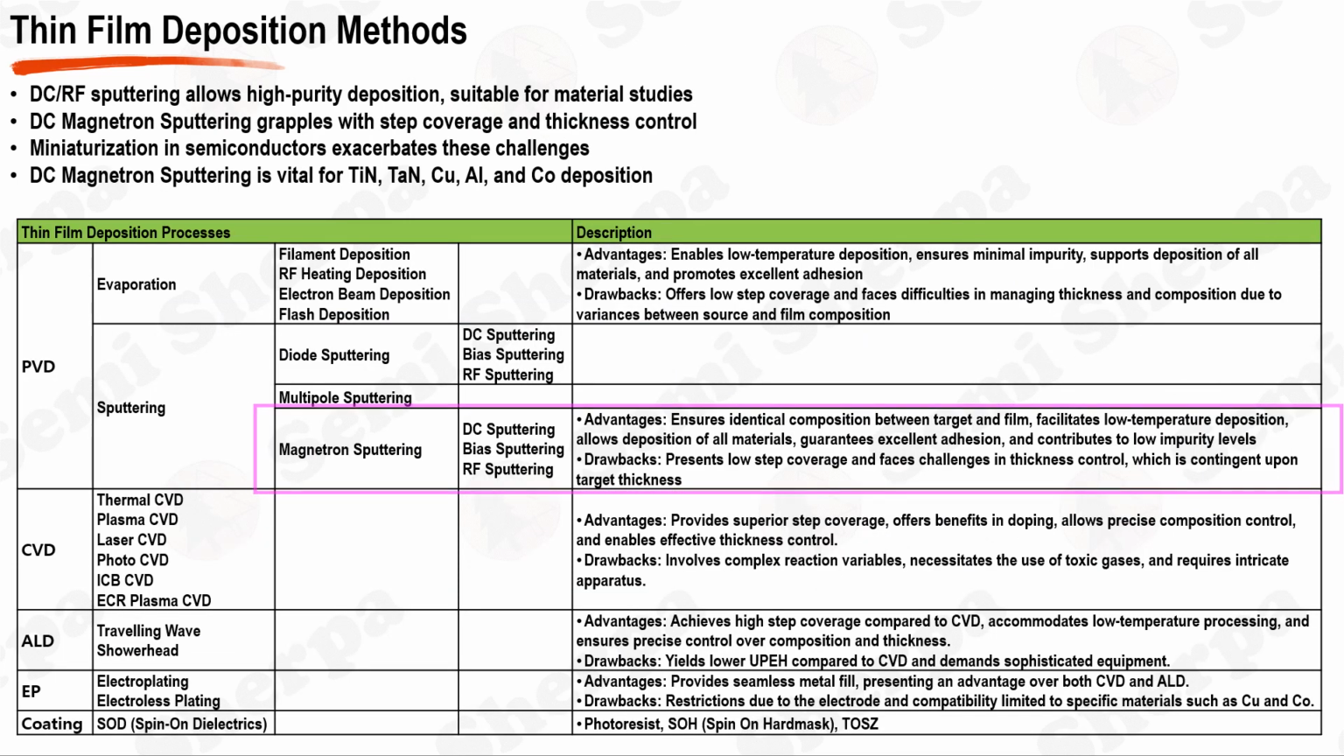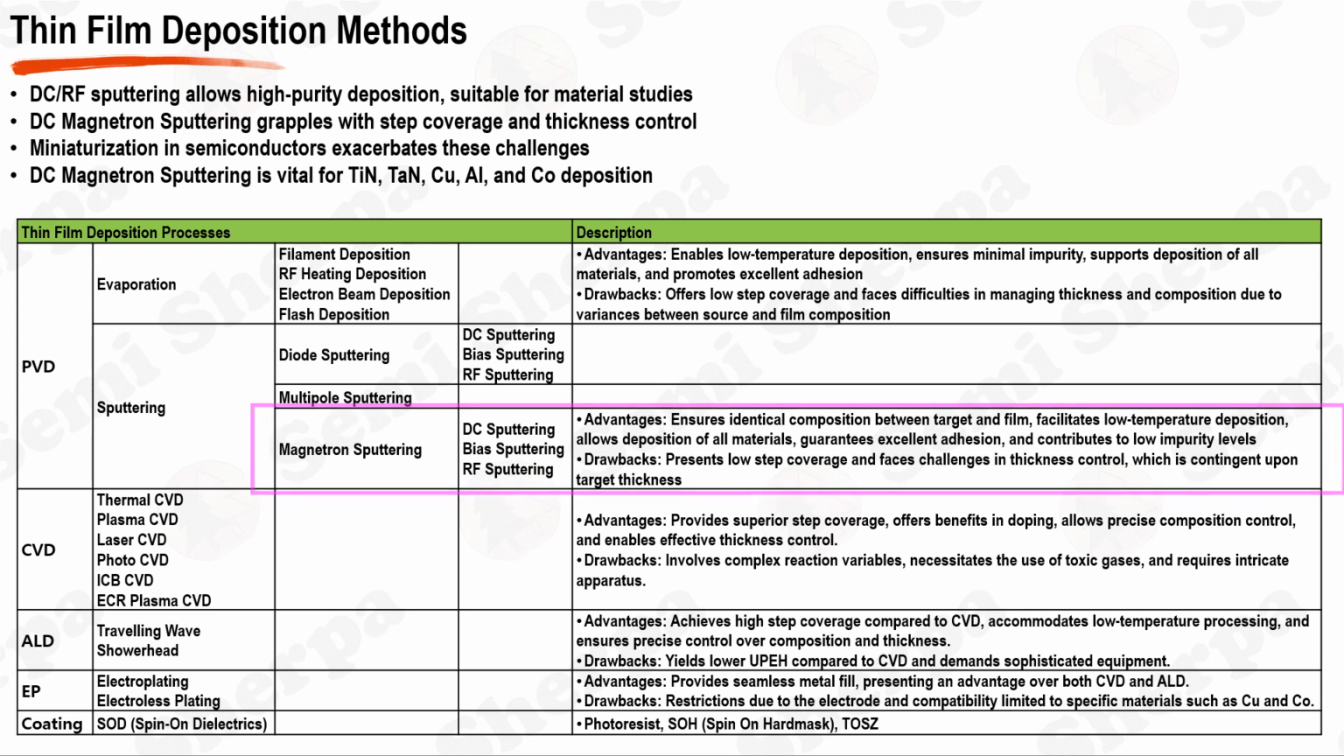Among the diverse range of thin film deposition techniques such as physical vapor deposition, PVD, chemical vapor deposition, CVD, atomic layer deposition, ALD, electroplating, EP, and spin coating, the focus of our discussion is the sputtering method, specifically, magnetron sputtering. Initially, in the academic research phase, the direct current, DC, and radiofrequency, RF, sputtering deposition method was favorable due to its capacity to deposit a wide array of materials with high purity.